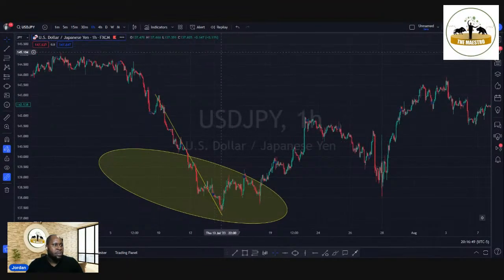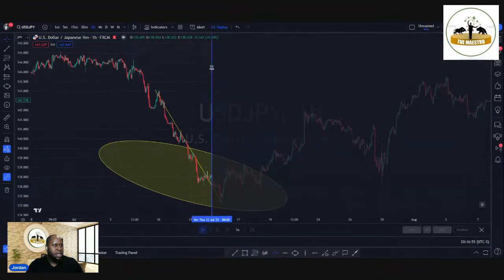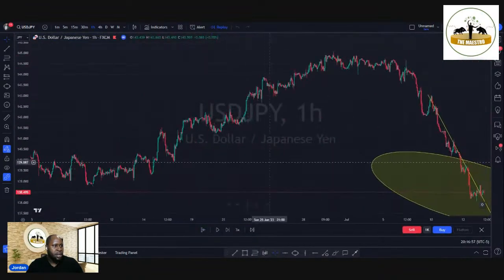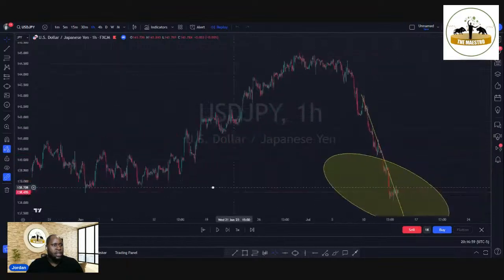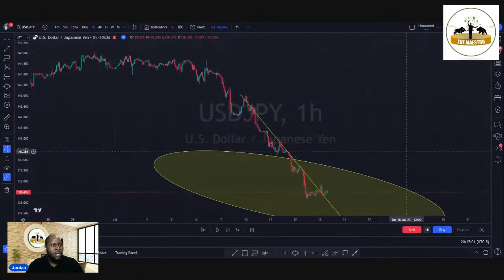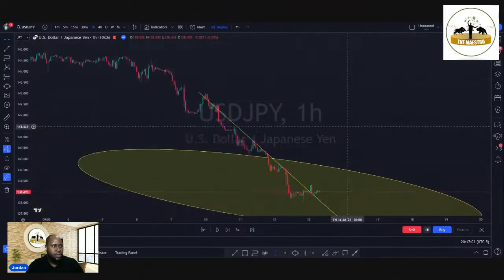So I'm going to use the bar replay at this area right over here, okay? And then we're going to see how we can predict what is supposed to happen next.